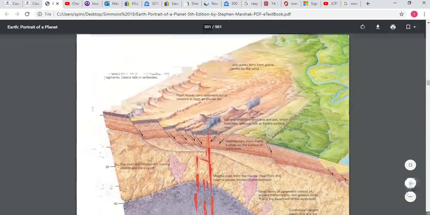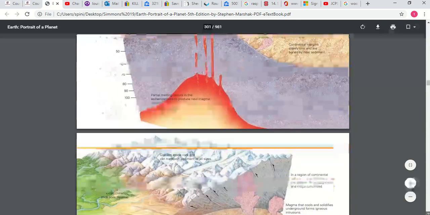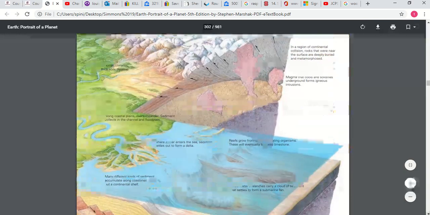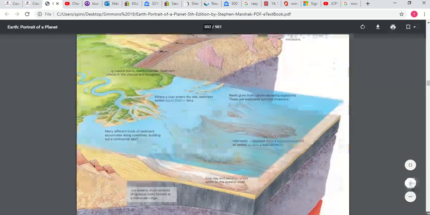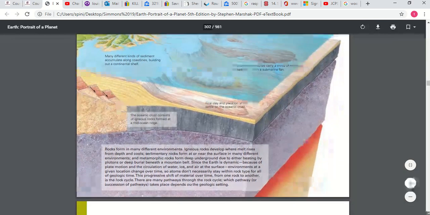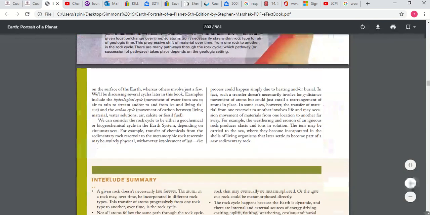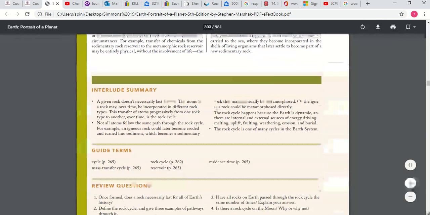Again, here are these big pictures that are really helpful, showing you how plate tectonics forms, reforms, destroys rocks, and make sure you look at that and have that in your notes.